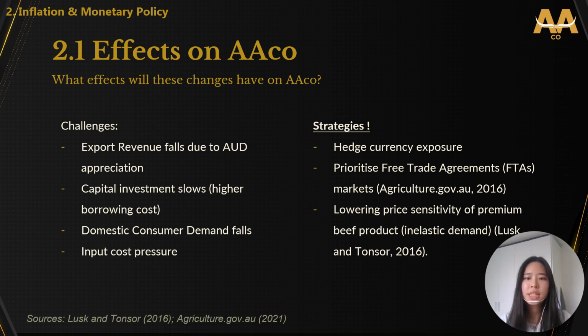However, we also have strategic opportunities. First, we can hedge our currency exposure, meaning protecting your business from losses caused by exchange rate fluctuations, therefore protecting export revenues. Second, we can prioritize FTA markets, particularly Japan, South Korea, and ASEAN, which offer growing premium beef demand in favorable access conditions. And third, we can leverage the inelastic demand for our premium Wagyu products, meaning our high-quality beef buyers are less price sensitive and more likely to continue purchasing even in tighter economic conditions.